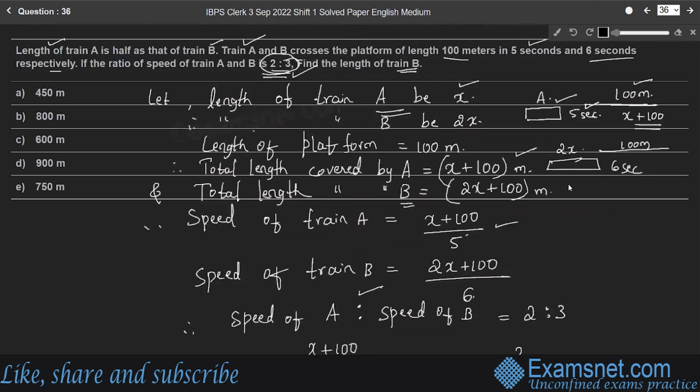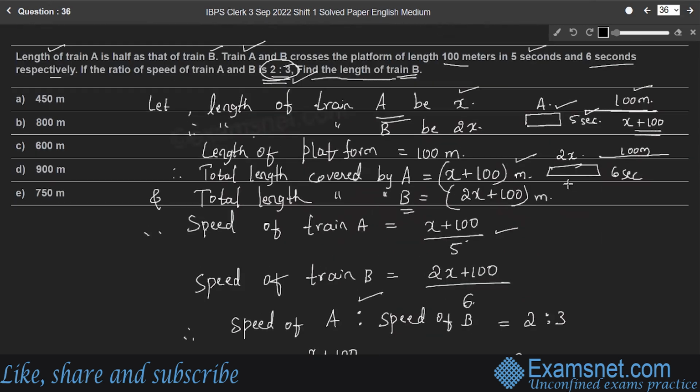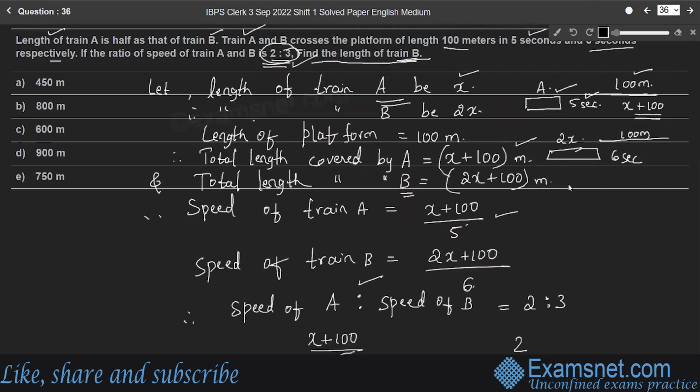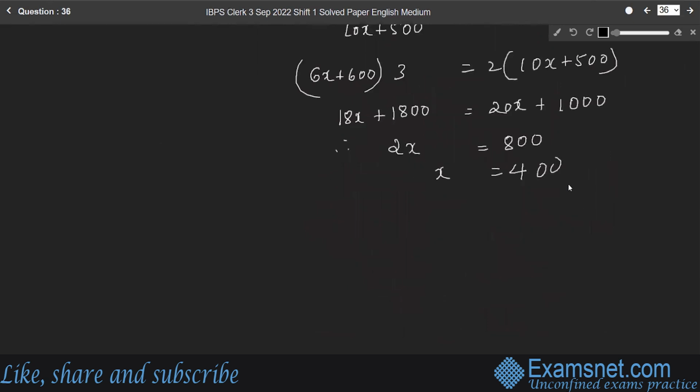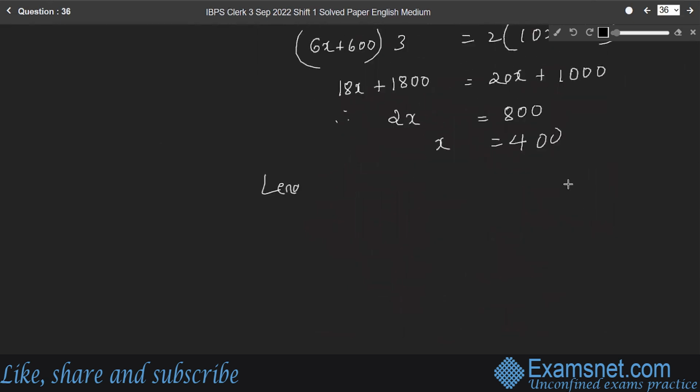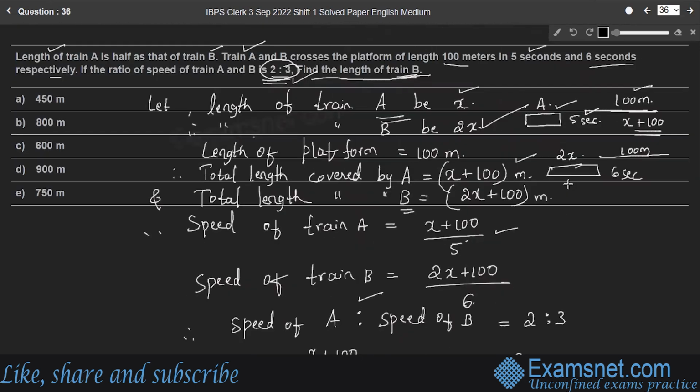So, in the question, find the length of train B is asked. Therefore, length of train B is 2x here. So, length of B is equal to 2x, which is 800 meters. 2 into 400 is 800. Therefore, 800 meters, option B, is the right answer. 800 meters is length of train B.